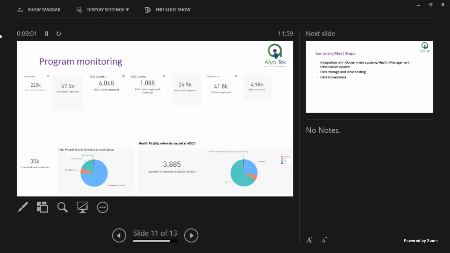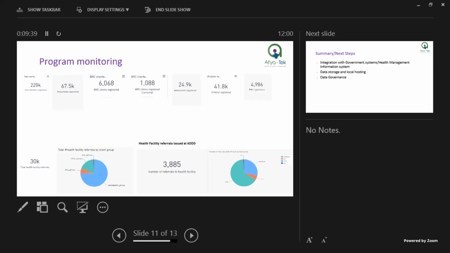So again, this is an example of the program monitoring. For example, currently you can see that we've registered almost 89% of the communities in Kibaha. This is 228,000, and almost 67,000 households have also been registered. 6,000 pregnant women are registered in the system, and for the past three or four months we have almost 1,000 pregnant women registered. And we have more than 24,000 adolescents registered in the system, 41,000 children, but also postnatal women.